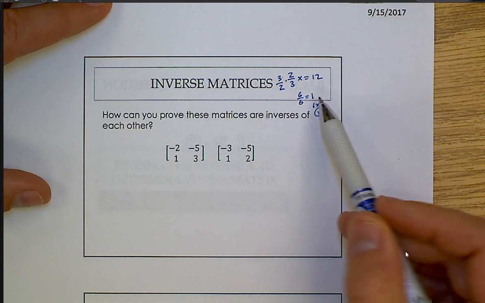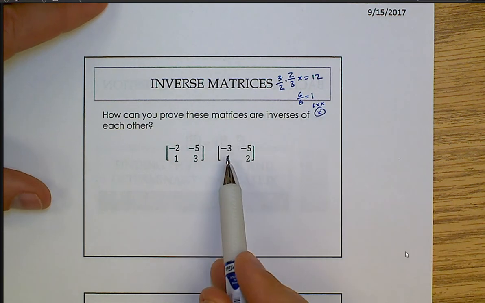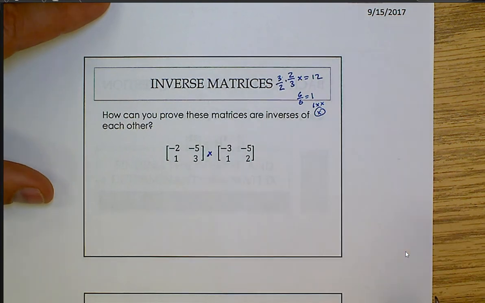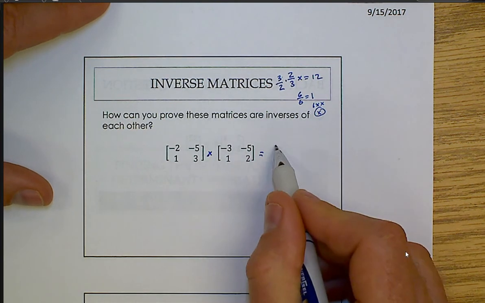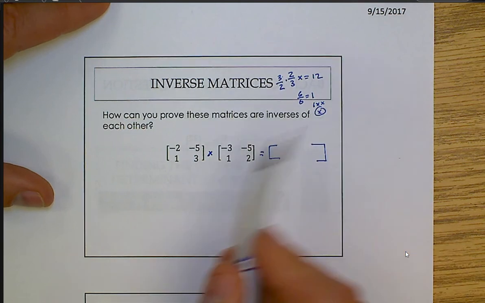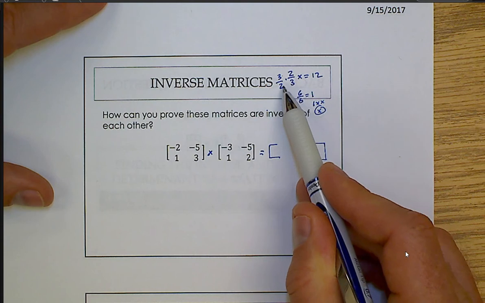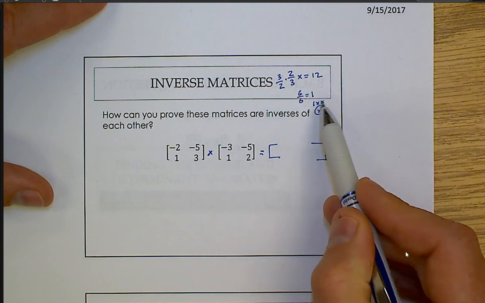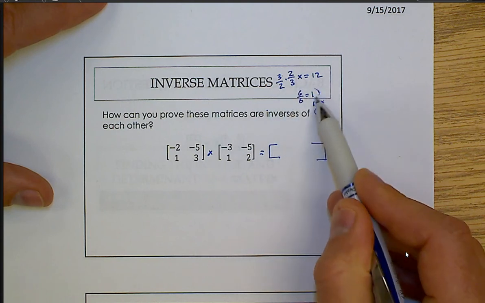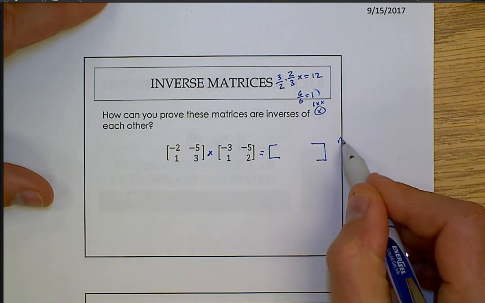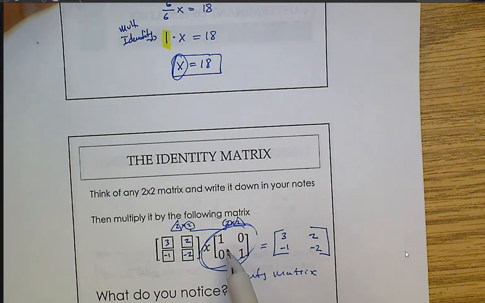So how would we prove that these matrices are inverses of each other? We're going to multiply them together. And what should we get if we multiply these two together if we're saying that they are inverses of each other? Well, what did we say we were going to get when we multiplied these two together when they were inverses of each other? We would get 1, or the multiplicative identity. So when we multiply these together, we should get the matrix identity, which is what you just saw on this page, which is right here. Let's take a look.